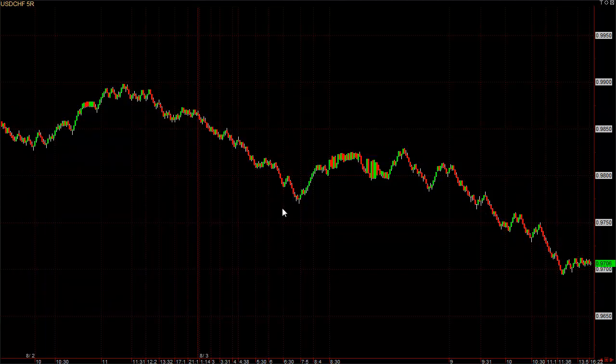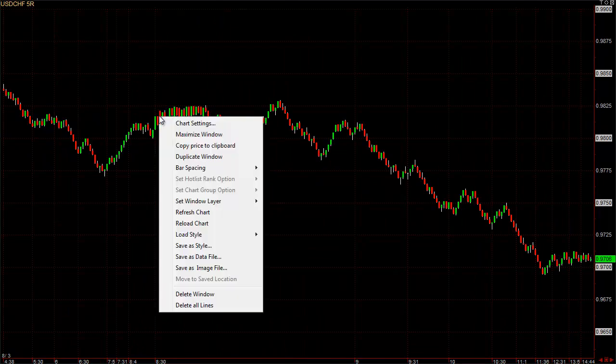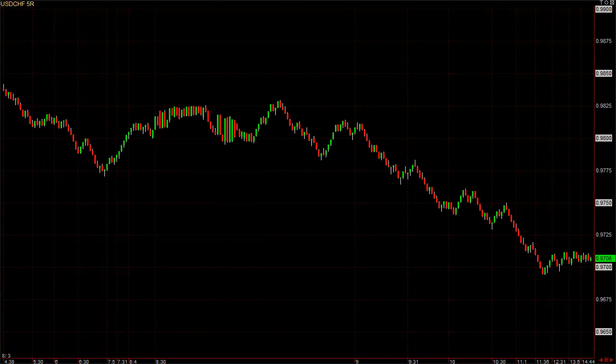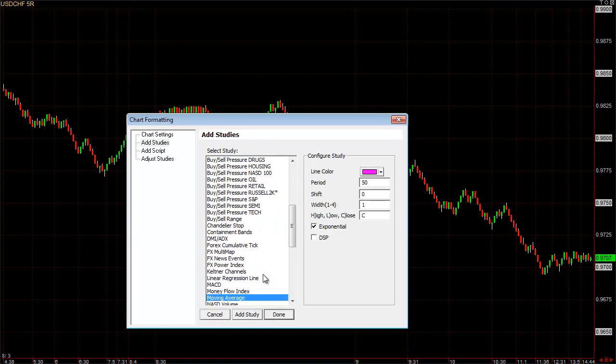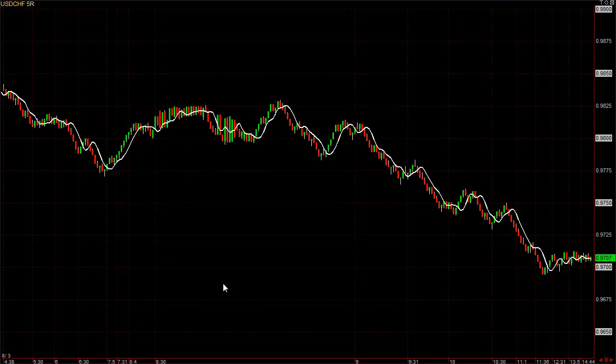Some traders might want to use this on a 5 pip per bar chart. Go to moving average again. You might have a super fast 5 period moving average and just simply shift it 2 bars to the right. I like to make them 2 pixels thick. And you can use this as a timing method on range charts.